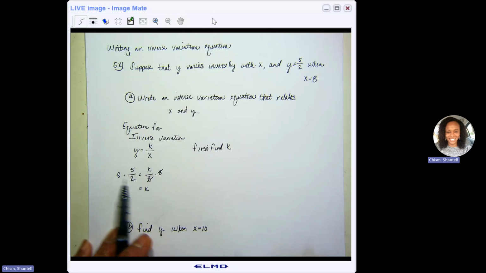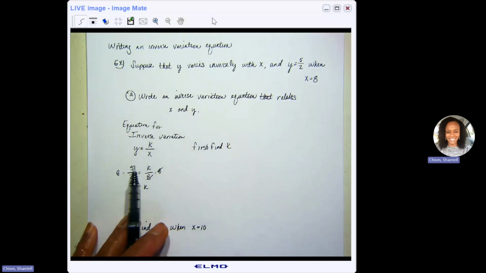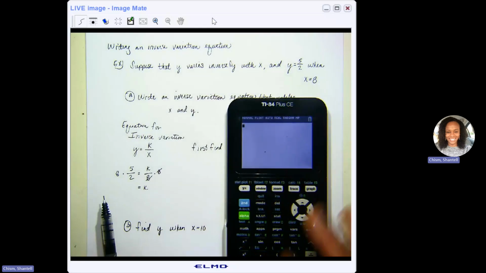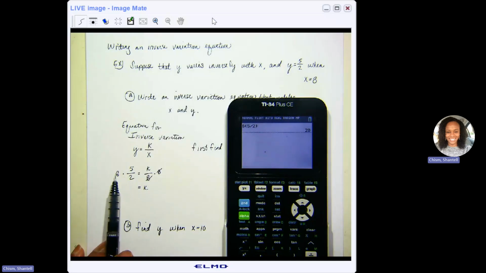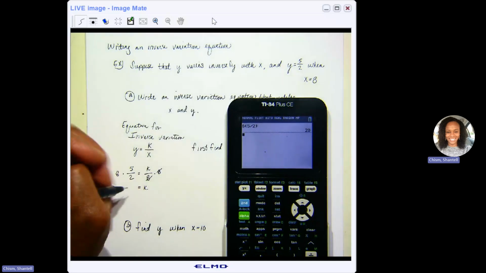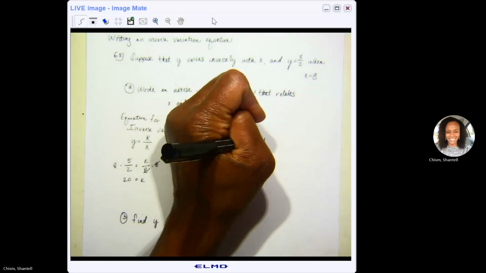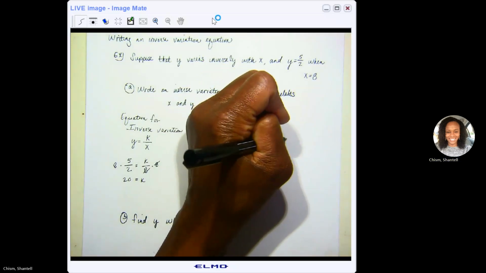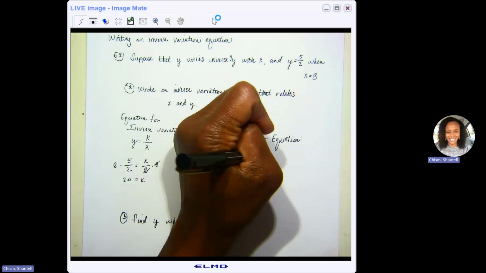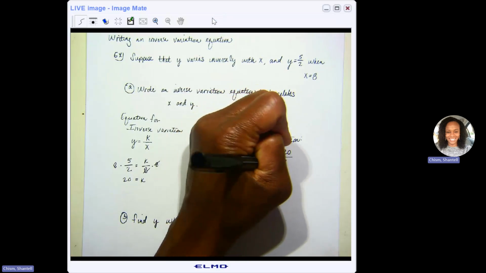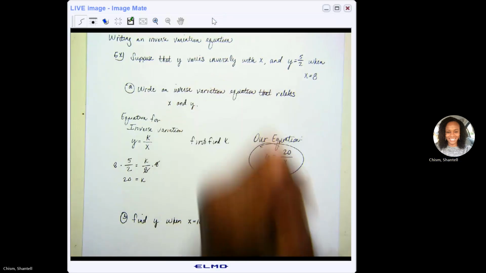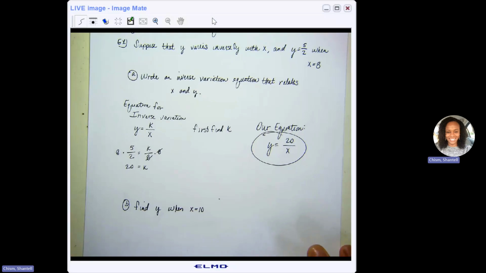Okay, we can actually reduce that, or you can just whip that right into the calculator. 8 times 5 over 2, you can put that right in. 8 times 5/2, just like that. And you'll get 20 because 2 goes into 8 4 times, and then 4 times 5 is 20. So k is 20. So our equation is y equals 20 divided by x. Okay? We had to get the k first.